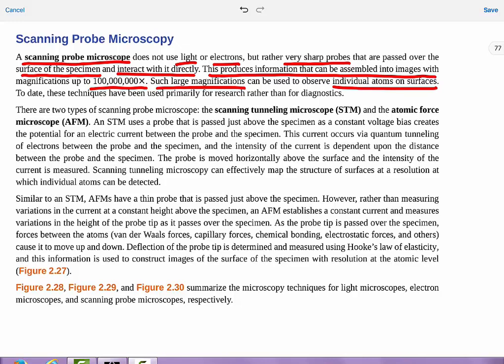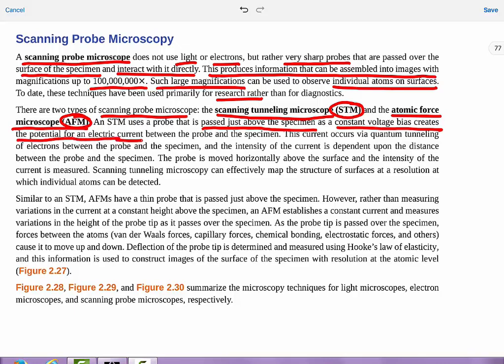To date, these techniques have been used primarily for research rather than for diagnostics. We don't need to get down to the atomic level so much right now to do diagnostics. There are two types of scanning probe microscope: the scanning tunneling microscope, or STM, and the atomic force microscope, or AFM. An STM uses a probe that is passed just above the specimen as a constant voltage bias creates the potential for an electric current between the probe and the specimen.